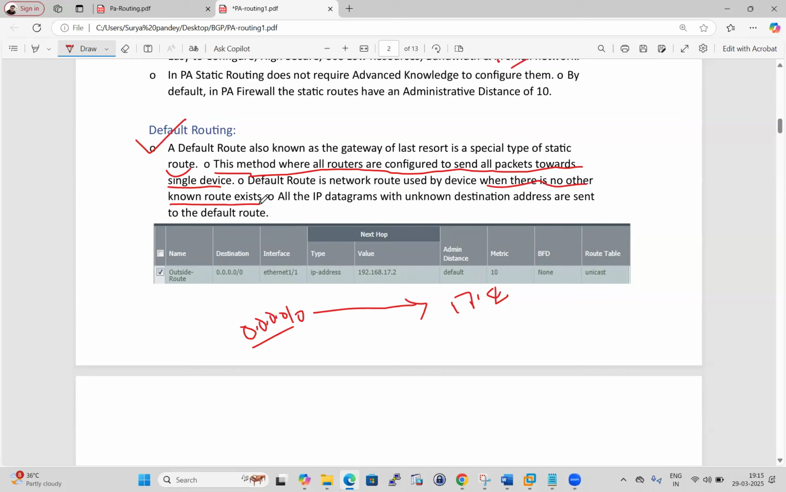So I mentioned earlier, right? If there is no entry in the routing table and traffic comes into the firewall, it is going to use the default route and send it to the single next hop. All IP datagrams with an unknown destination address are sent to the default route. So this is how default routing works.